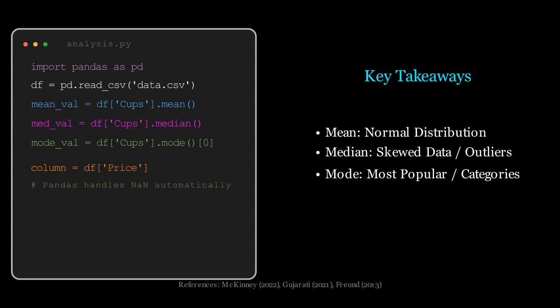In summary, use the mean for general trends, the median to avoid outlier bias, and the mode for categorical data or finding the most popular item. Mastering these basics in Pandas sets the foundation for advanced statistical modeling and machine learning.